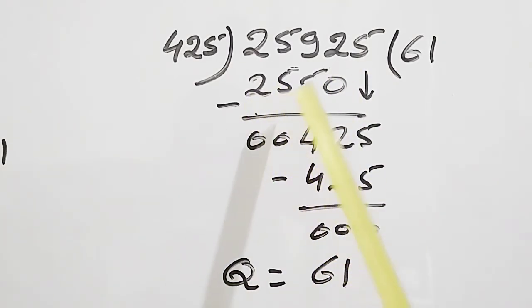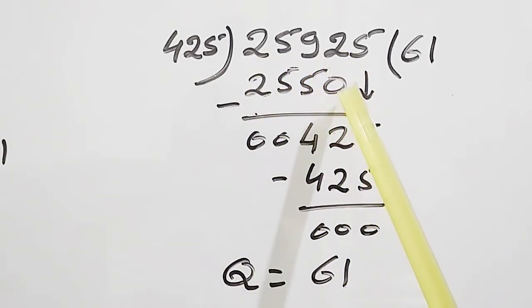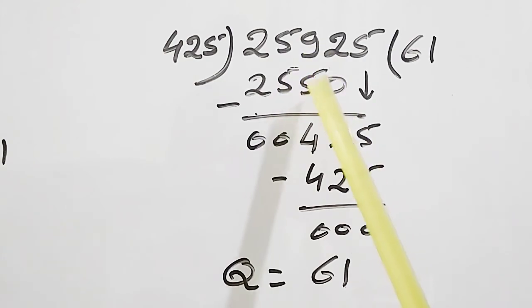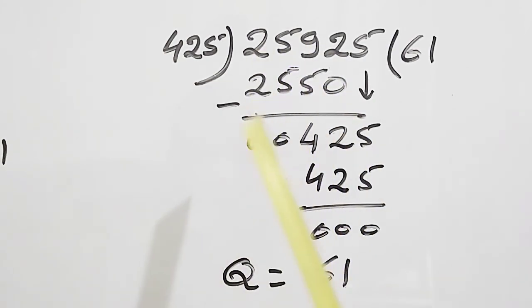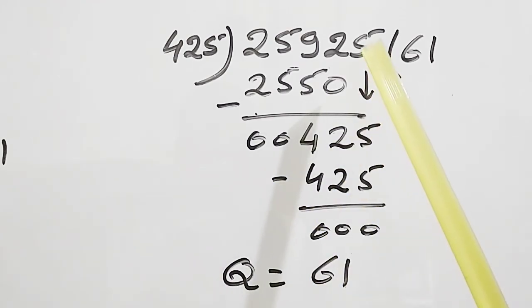Subtract 2550 from 2592. 2 minus 0 is 2. 9 minus 5 is 4. 5 minus 5 is 0. 2 minus 2 is 0. Then write the next digit 5 down. It is 425. 425 ones is 425. So 61 is the quotient and answer.